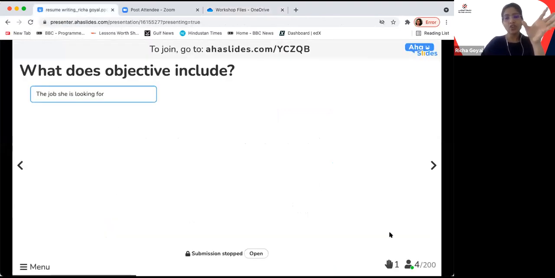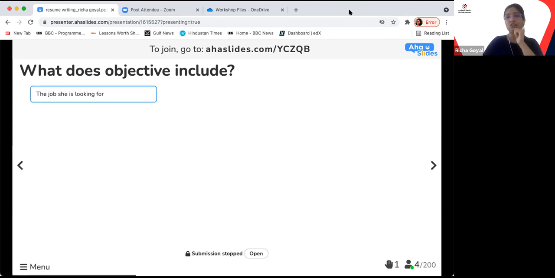See, the structure of an objective is this: XXX position in YYY firm, which requires ZZZ skills. All right, so this is the structure of an objective. X position in Y firm, which requires Z skills. So for example, a senior instructor, senior doctor, or senior manager position in a private equity firm, which requires financial analysis and other skills, right? So this is the objective.